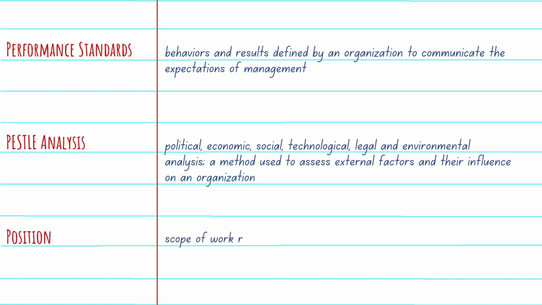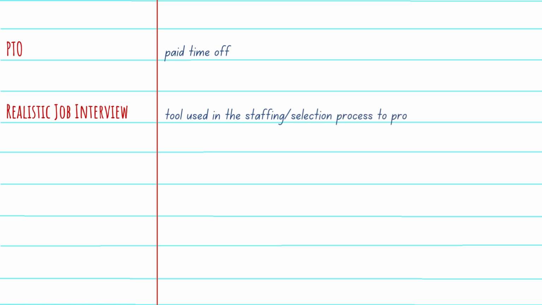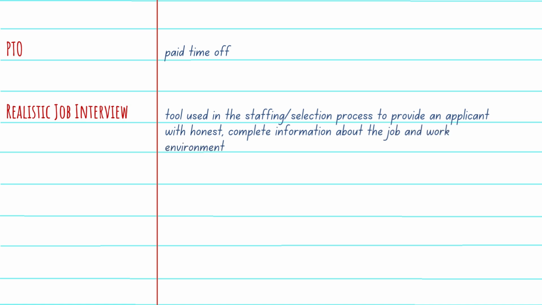Position is the scope of work roles and responsibilities associated with one or more people. PTO stands for paid time off, and a realistic job preview is a tool used in the staffing/selection process to provide an applicant with honest, complete information about the job and work environment.